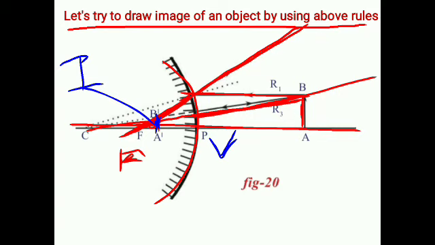We will see this image inside the mirror, not on the screen, so that's why it is a virtual image. It is an erect image. It is a diminished image. It will be inside the mirror, behind the mirror.